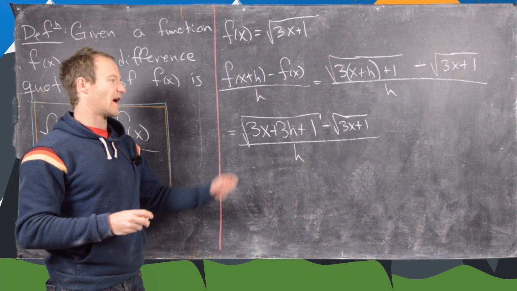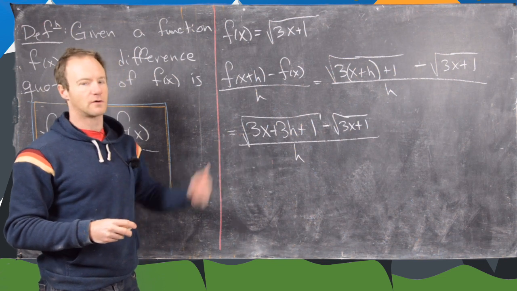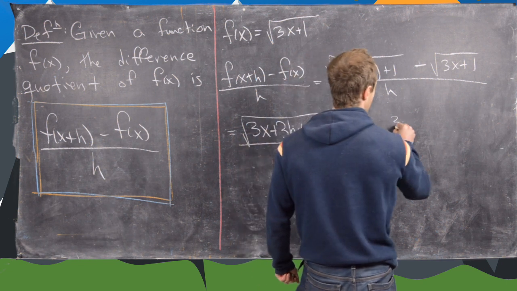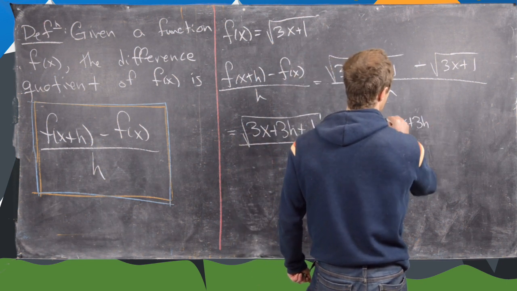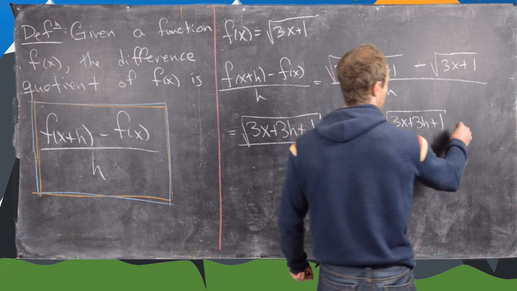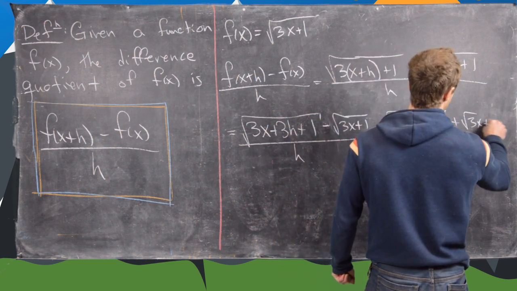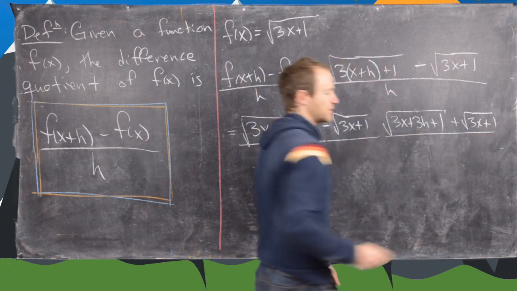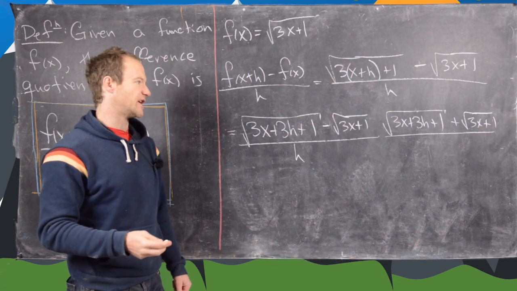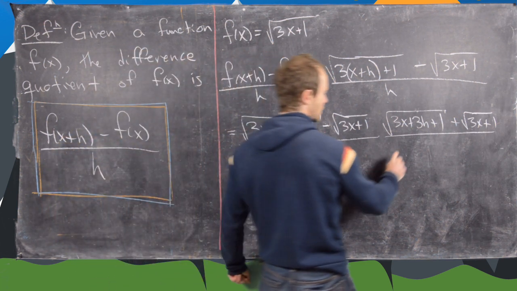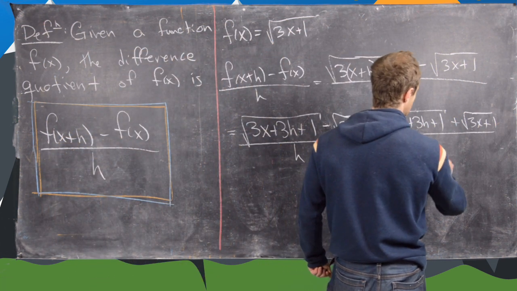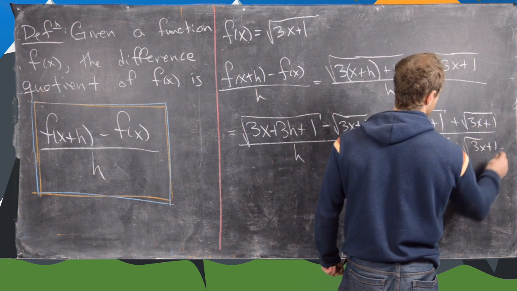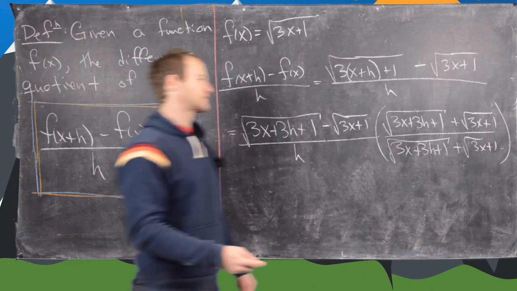And now I want to simplify, and I'll simplify by multiplying by the radical conjugate of the numerator. So I'm going to multiply by 3x plus 3h plus 1, that's under a radical, plus the square root of 3x plus 1. And if I multiply in the numerator, I also have to multiply in the denominator, otherwise I've changed my expression. So I'll do that: 3x plus 3h plus 1 under a square root plus the square root of 3x plus 1. Okay, so that's what I'm multiplying by.